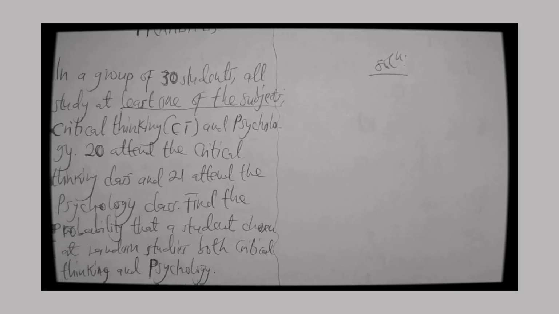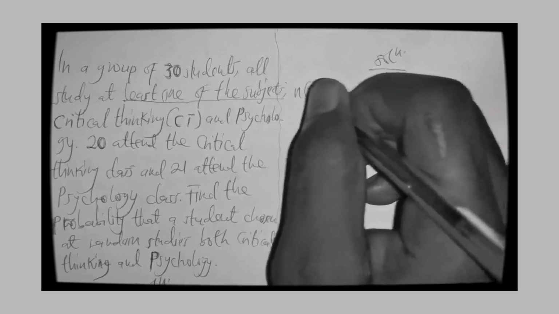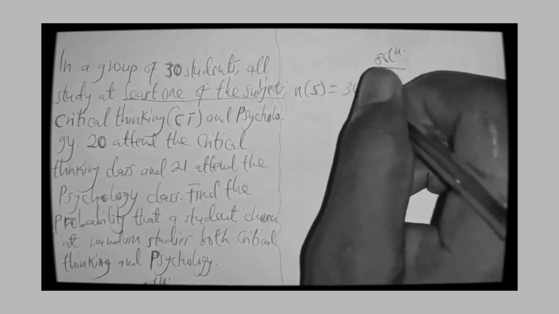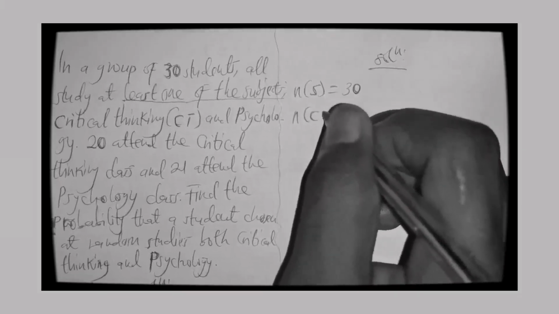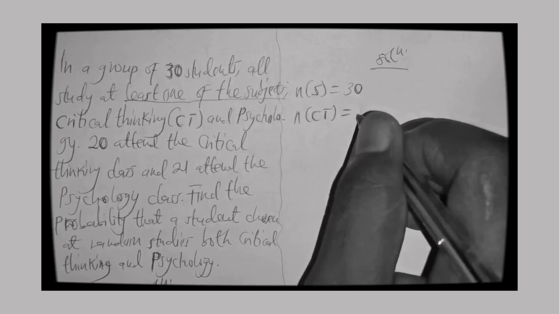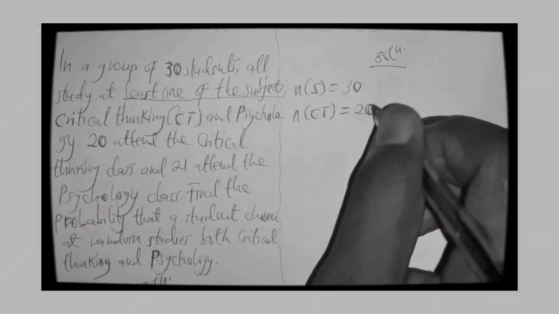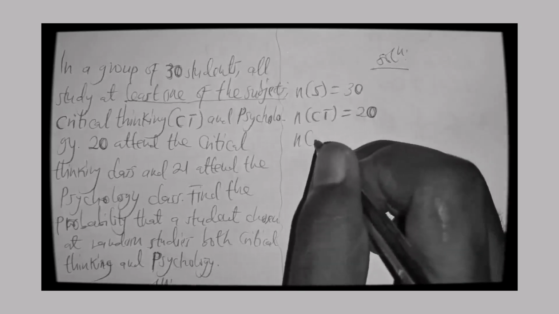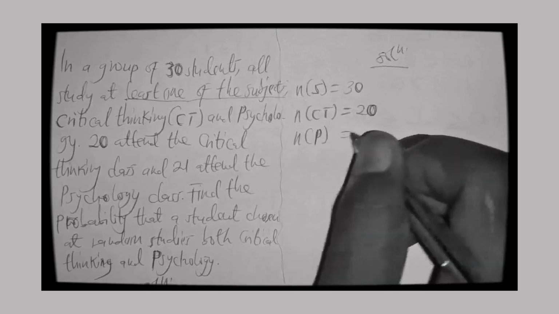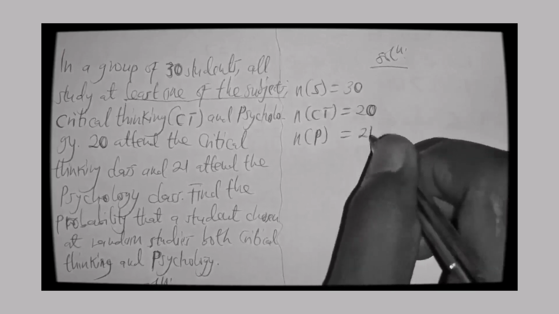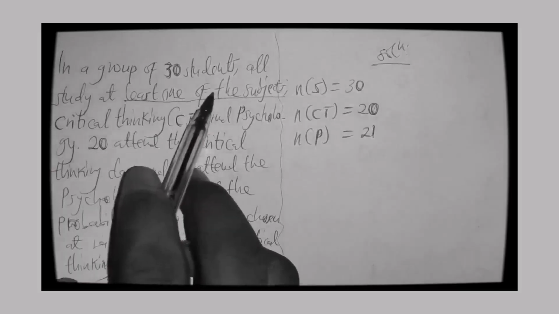So let's see. What is my total sample space in this question? It is 30, so I can say that the number of X is 30. Then the number of the event CT occurring is 20. And the number of the event psychology, let's say P, is 21.